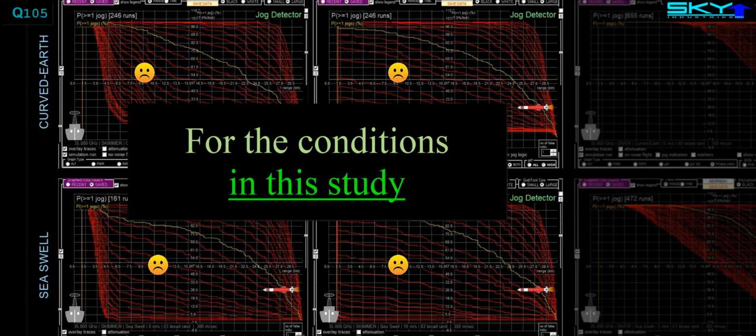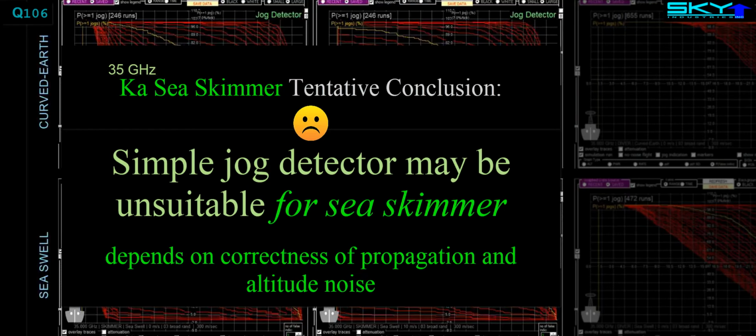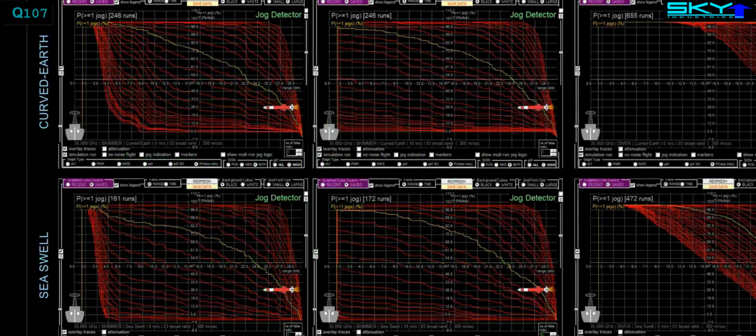That's an important caveat. This supports the conclusion that a simple jog detector may not be suitable against Ka-band sea skimmer missiles. It's important to emphasize that this conclusion depends on the correctness of the propagation models and the way that the missile altitude noise was modeled.